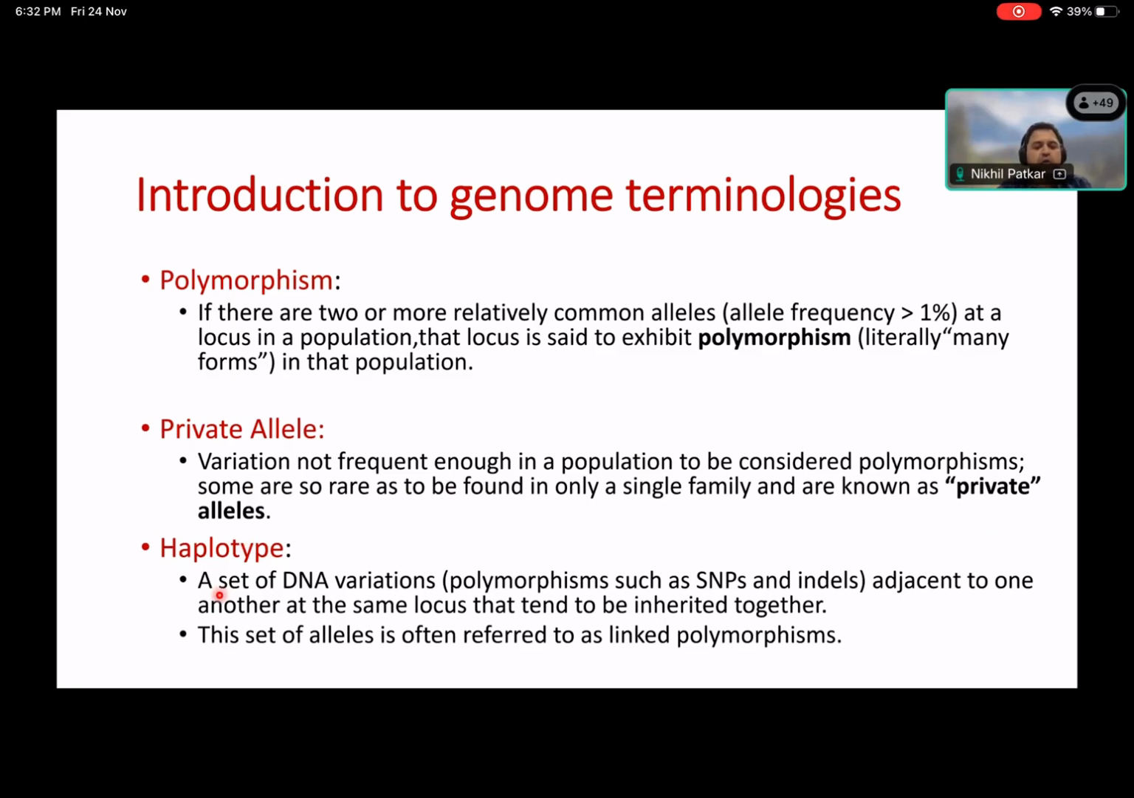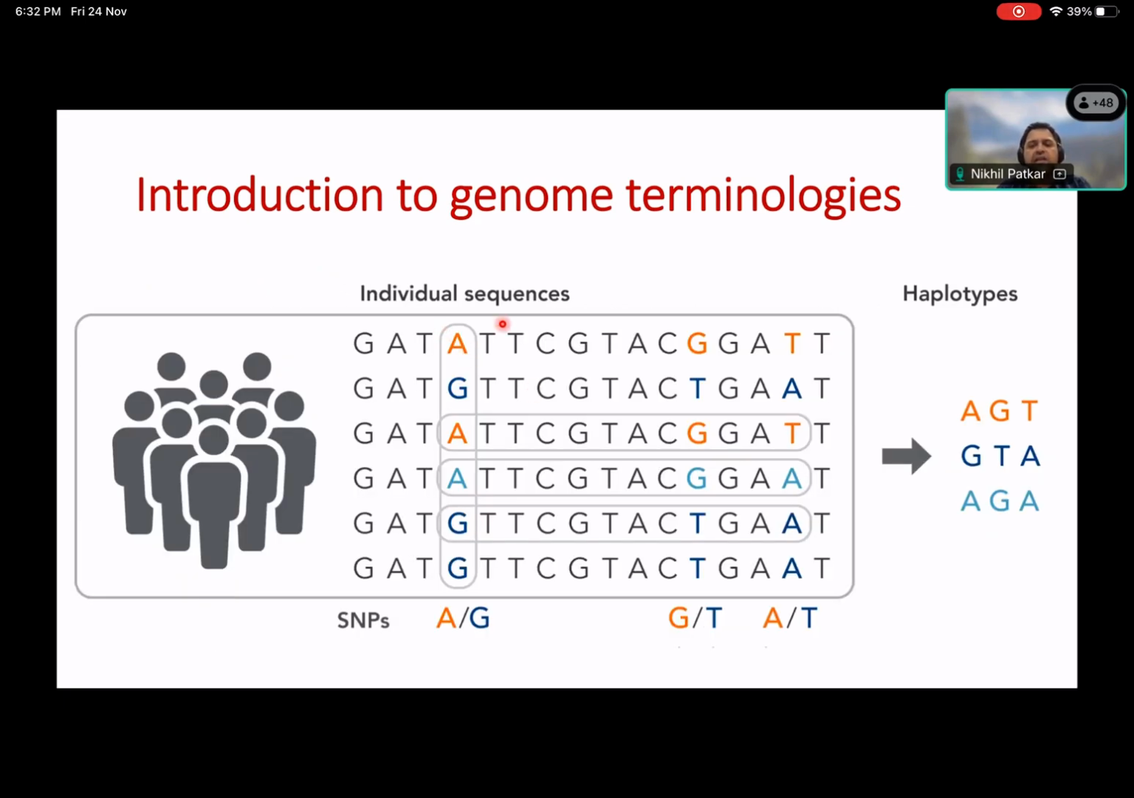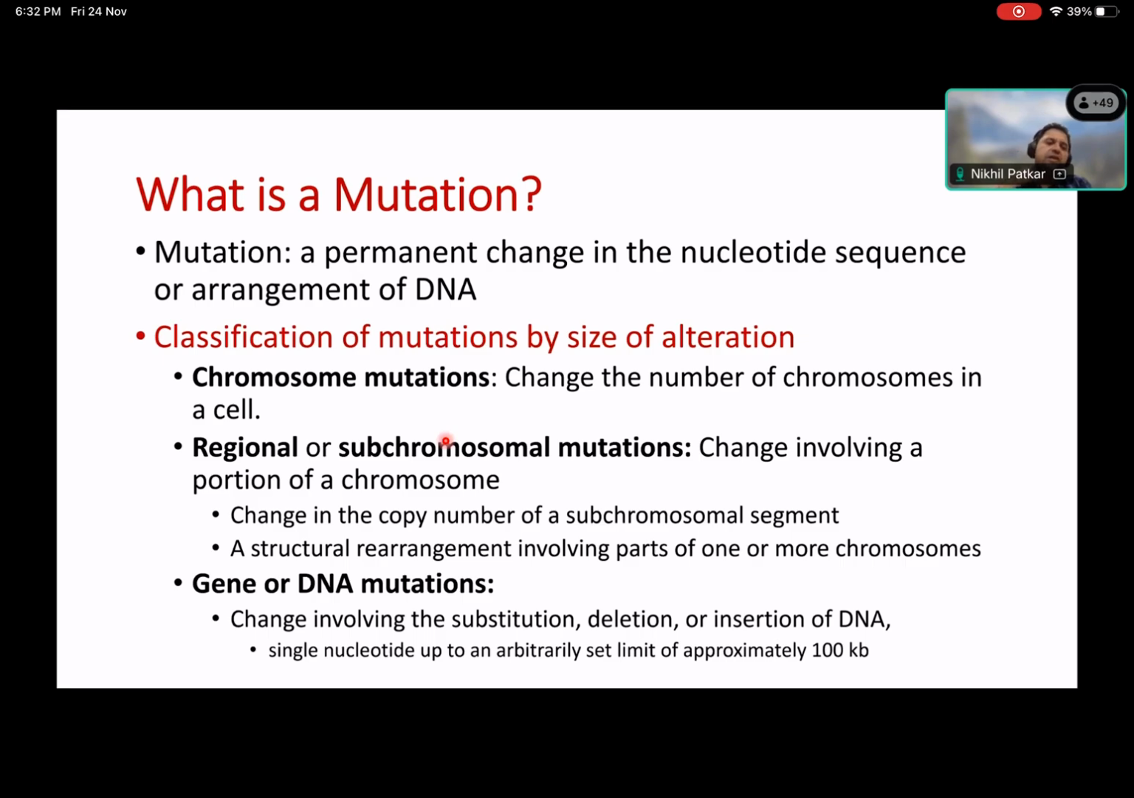Similarly, there is a concept called haplotype, which is a set of DNA variations such as polymorphisms which are adjacent to one another and inherited together, and these alleles are known as linked polymorphisms. If you have a particular set of alleles here as A, G, and T, as well as another set of alleles for A, G, T, and A here, as well as a third set which is A, G, and A, these are all different haplotypes for the same region. Mutation is a permanent change in nucleotide sequence or arrangement of DNA.